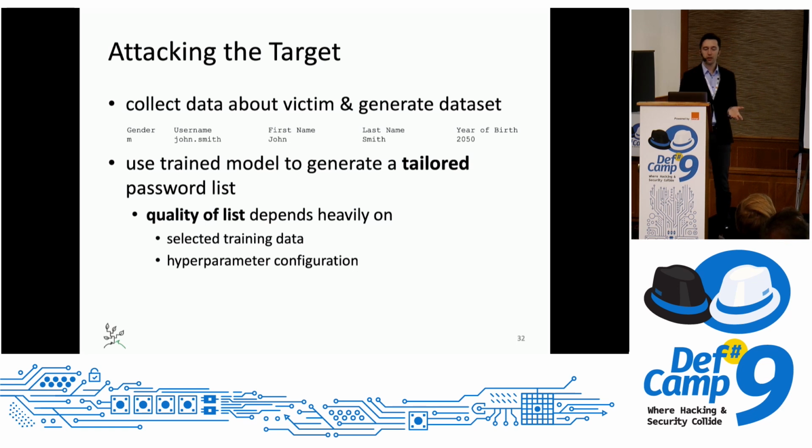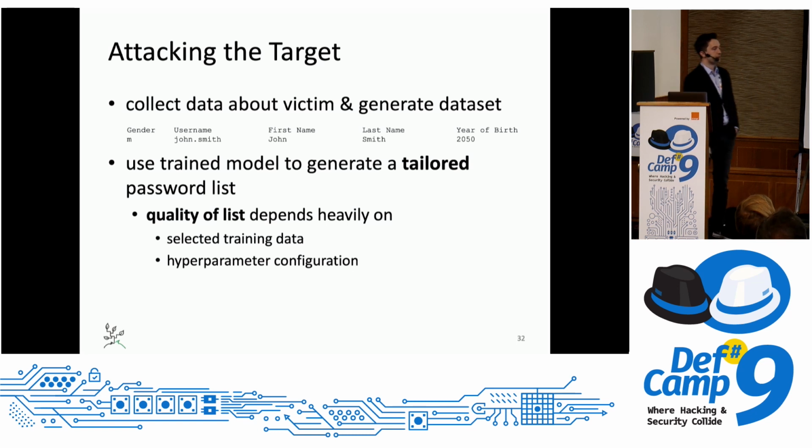And now you can attack the target. You basically create one entry of a new data set, and it has to have the same structure. So again, this is the structure here. Of course, the password is missing because that's what we want to create. Then you input that into the model, and you use that to generate a password list.